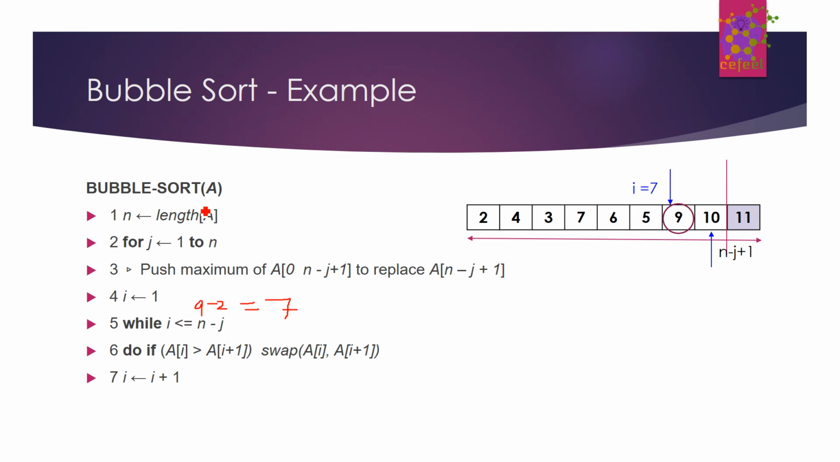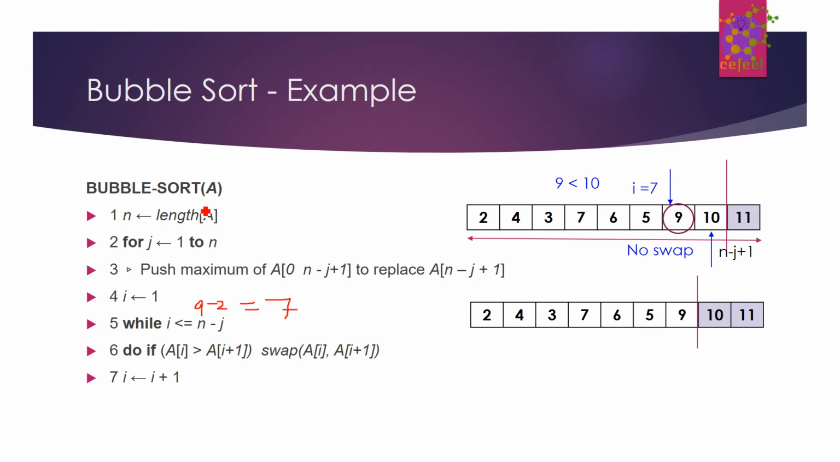9 and 10 are in order, so 9 is less than 10. There is no need of swap, and we increment I in the next step to 8. So now we increment I to 8. Notice what happens in the while loop. In the while loop I is 8, whereas I is only allowed to be till 7, because the I less than or equal to 7 condition will fail, so we'll exit out of the outside while loop.